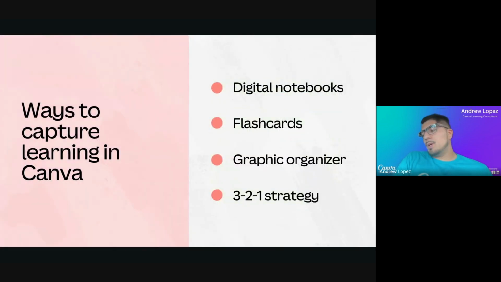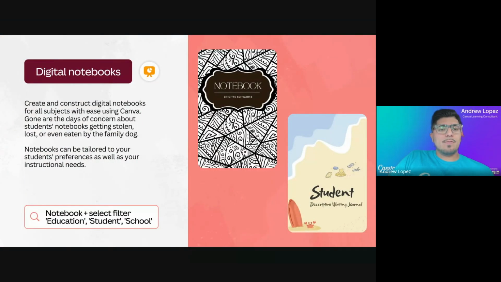Some other templates available to you are digital notebooks. You have flashcards, graphic organizers. You can use templates for the 3-2-1 strategy. For digital notebooks, your students can create these notebooks where they can keep their writing, and it won't get lost because it's on Canva, or eaten by their dog. So you'll always have access to these notebooks. In order to search for these templates, you just want to click on notebook and then select the filter education, student or school, and then it'll give you these notebooks.